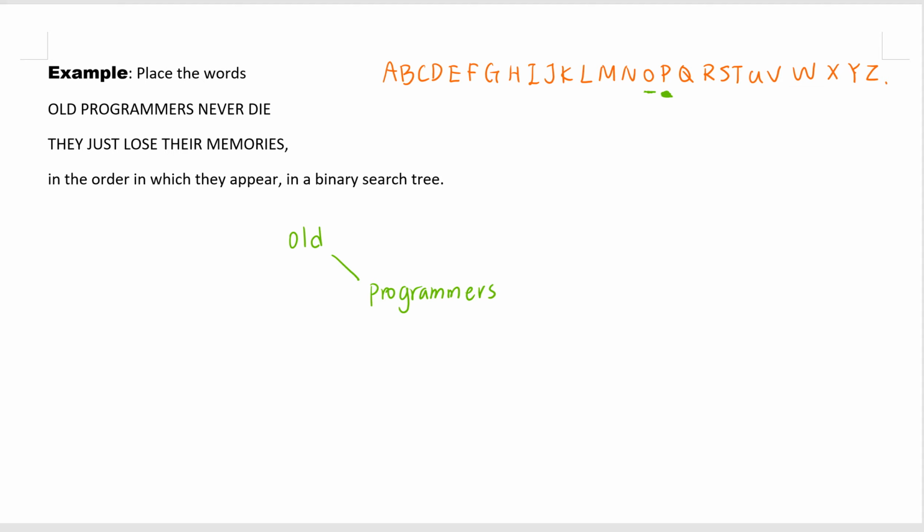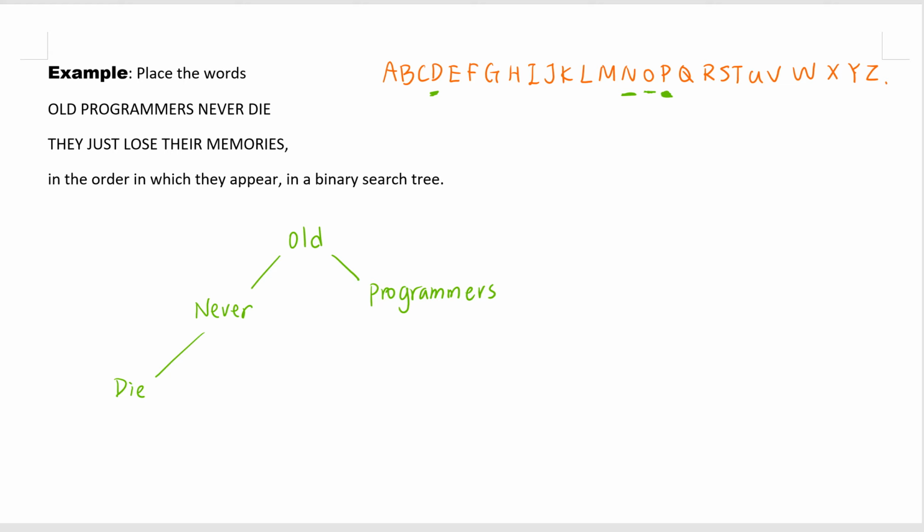Never. N is on the left of O, so we put never here. And then die is on the left of never, so that's the die here. So far, so good, everybody.